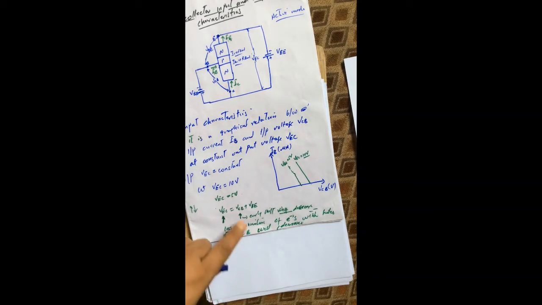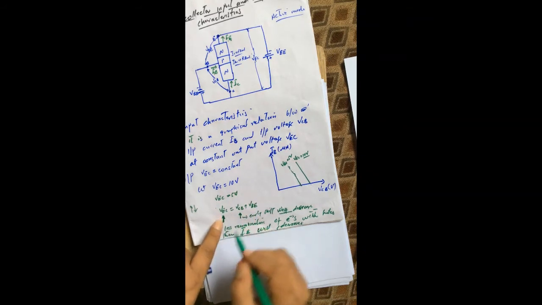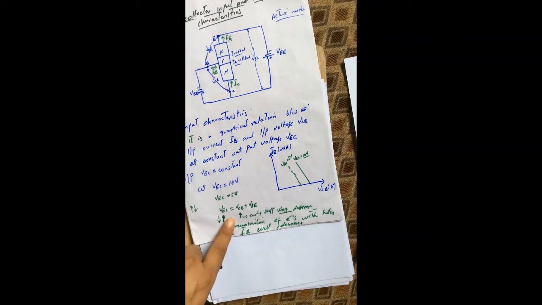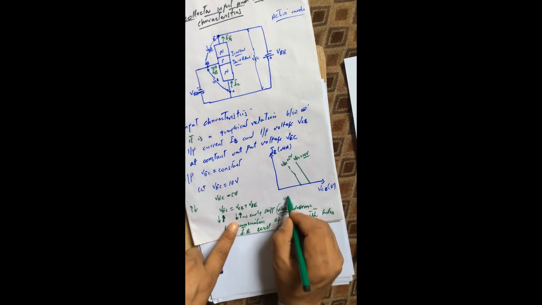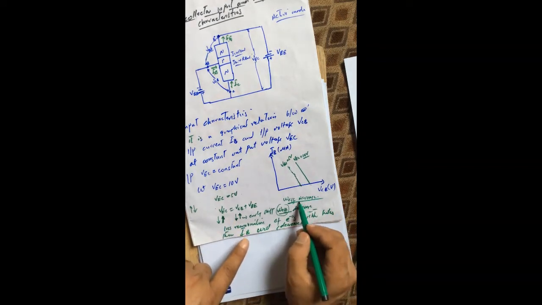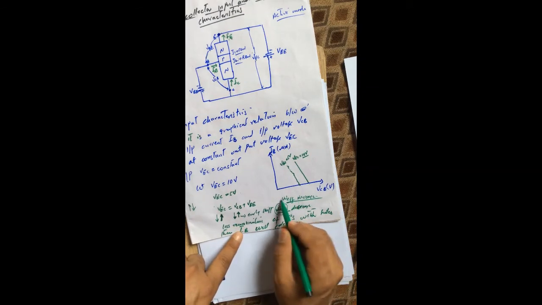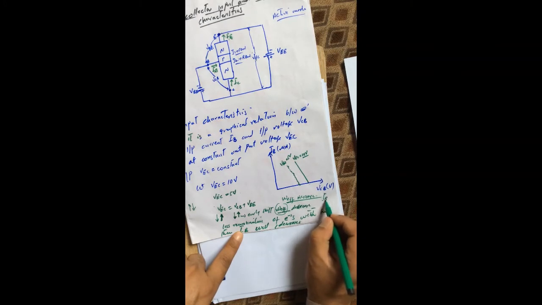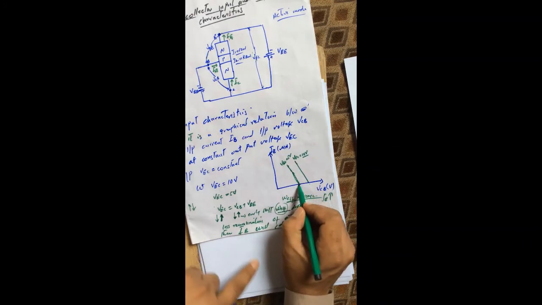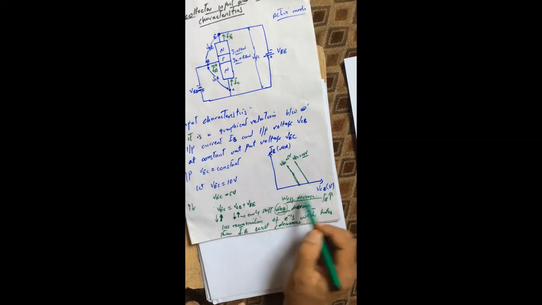Now on the other hand, if we decrease VEC from 10 volt to 5 volt, then what will happen? This VCB also decreases. Once VCB decreases, then the effective width, WEF, will increase. Once the effective width increases, there will be a large recombination of electrons and holes in the base region. So the base current IB will increase. That's why if you see here, the base current increases from this one to this one. So this is the explanation for the input characteristic of common collector configuration.